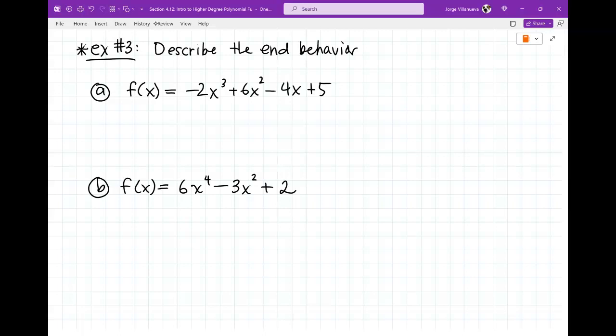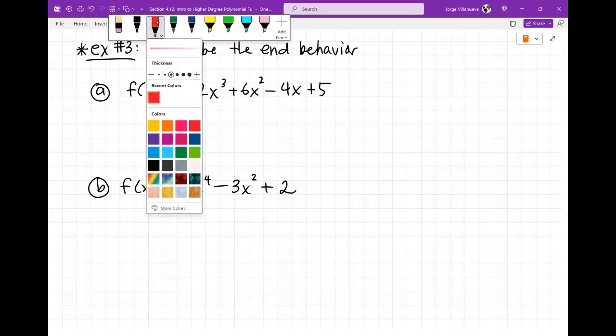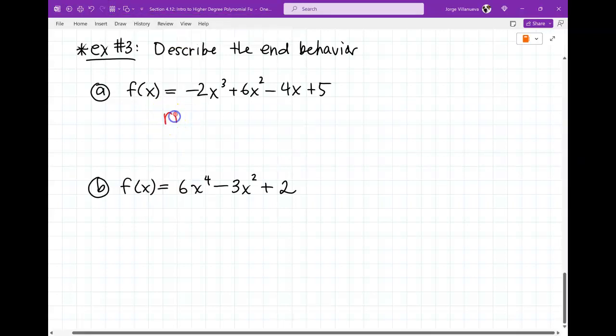Rises to the left, falls to the right. So that's all I'm going to do. I'm going to write that down. I'm going to put rises to the left, falls to the right. And that's it. I don't have to calculate anything. I just have to know the definition.